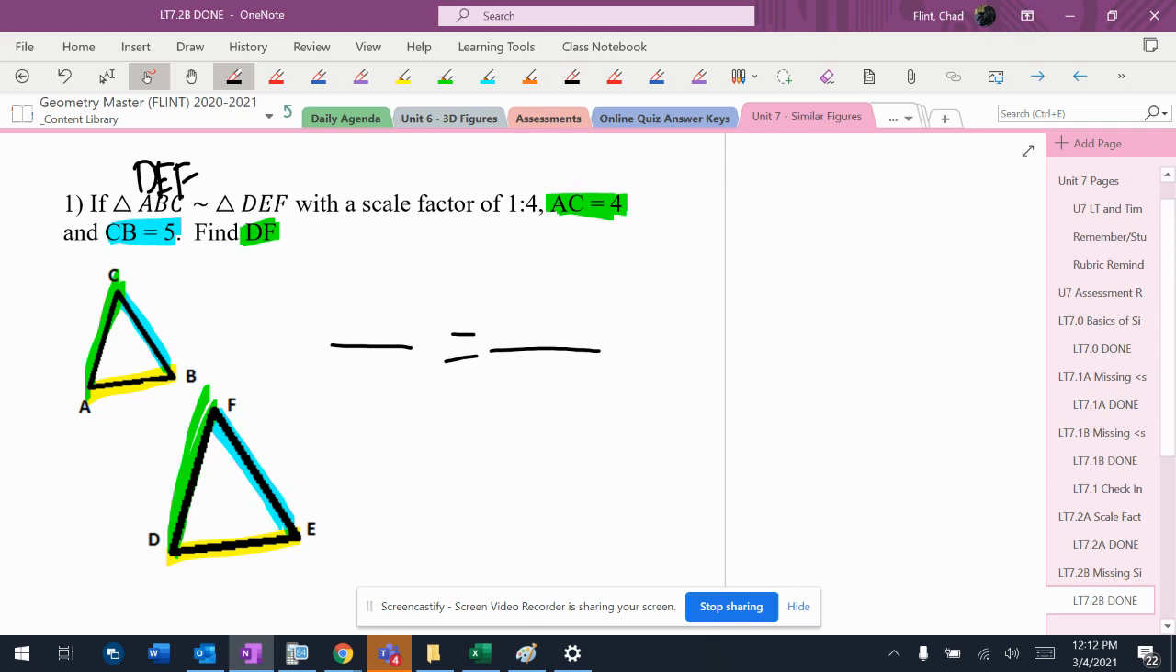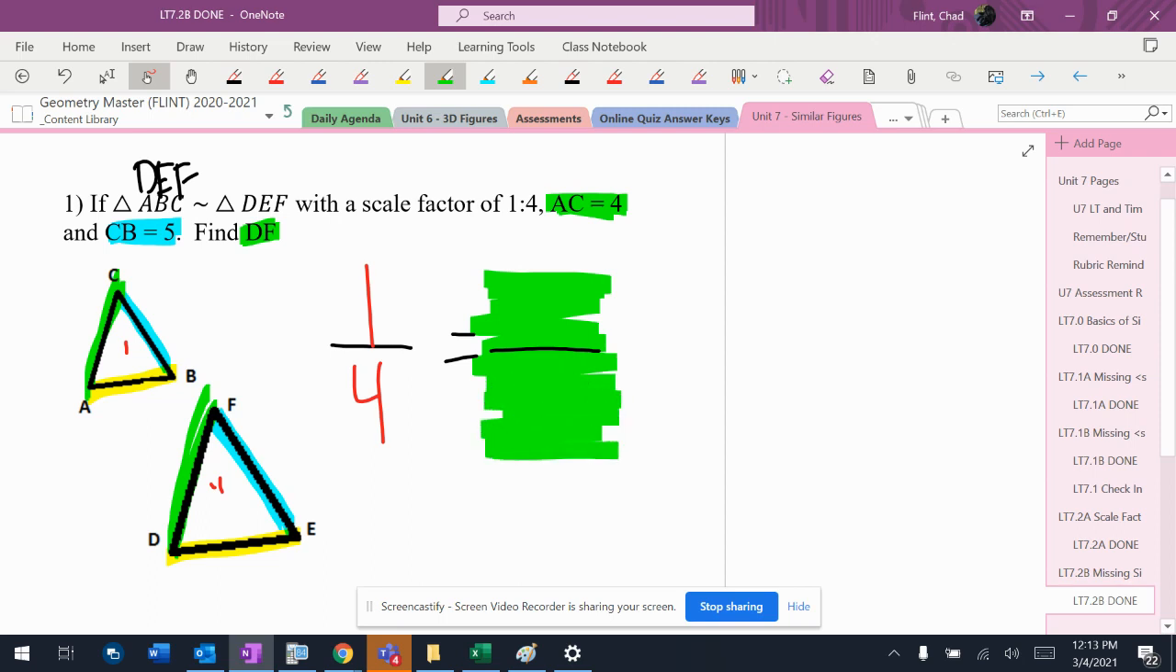I have a scale factor with this one, so I want to use the scale factor, 1 to 4. And remember that you can use it. Look at this triangle smaller, so that's the 1 triangle, that's the 4 triangle. So when I'm doing this, I have 2 green sides. So this fraction right here is going to be a green fraction. And you'll see me highlight them sometimes. I don't always do it.